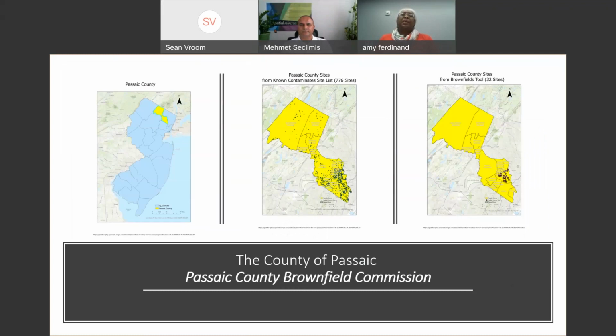Okay, like I said, I'm on the Passaic County Brownfield Commission. If you look to the left, Passaic County is one of the northern counties in New Jersey. We had maybe 776 sites on the SiteMart and the brownfields initial inventory. But if they're focusing within the communities that are overburdened, the map on the right shows the areas in Paterson that they're really focusing in on. So the Passaic County Brownfield Commission has several municipalities, but with the new inventory tool they're really focusing in on areas in Paterson. Next slide.